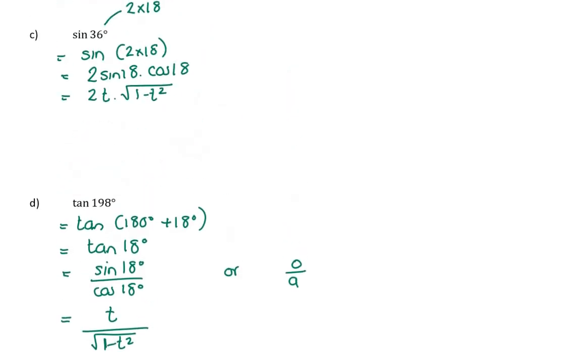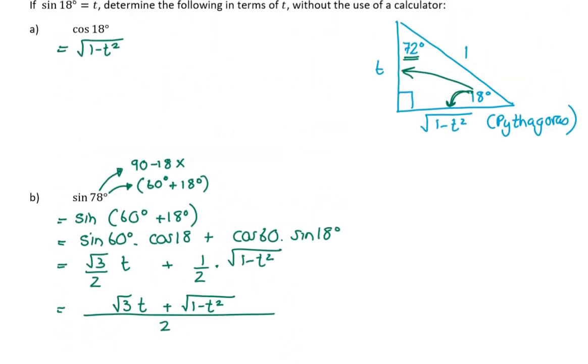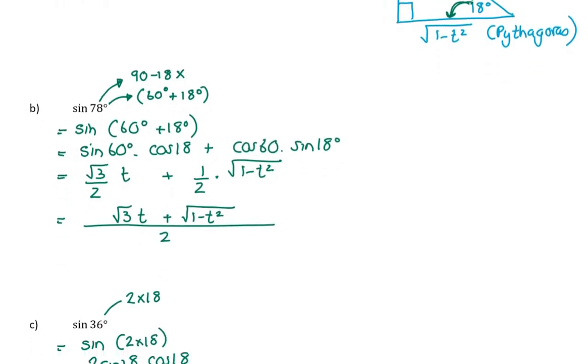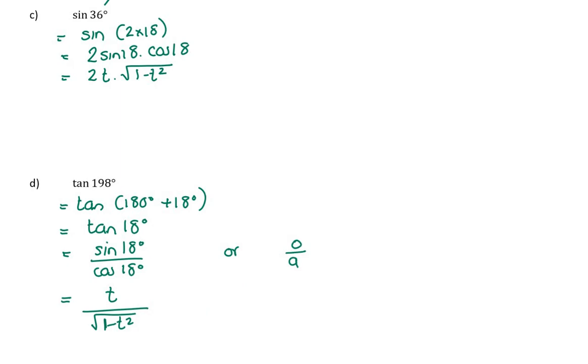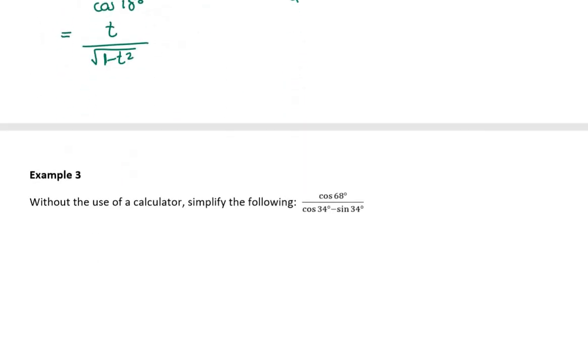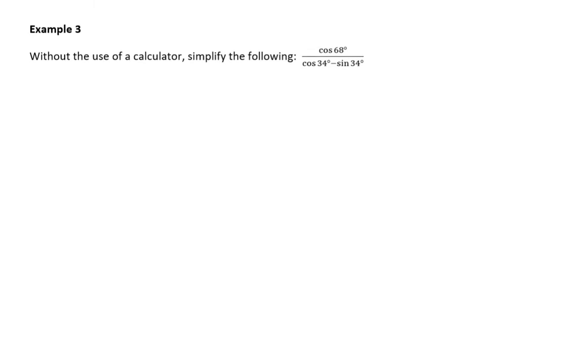Now, this was a really good example because A was involving the triangle, B was involving compound angles, C was a double angle, and D was an axis. So it's pretty much the entire variety of ways they can ask these types of questions. Okay, on to example 3.